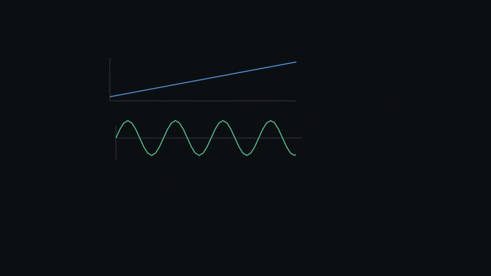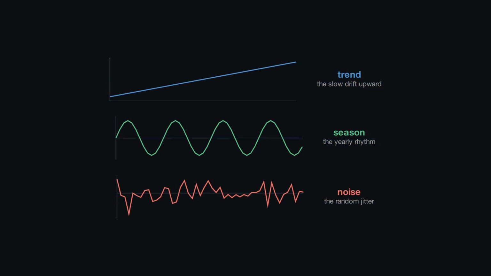First the trend, the long slow climb. Then the season, the same wave repeating every 12 months. And last the noise, the small random wobble left over. Stack those 3 back up, and you get your original series exactly. That is decomposition. Now the rule that trips up almost everyone.